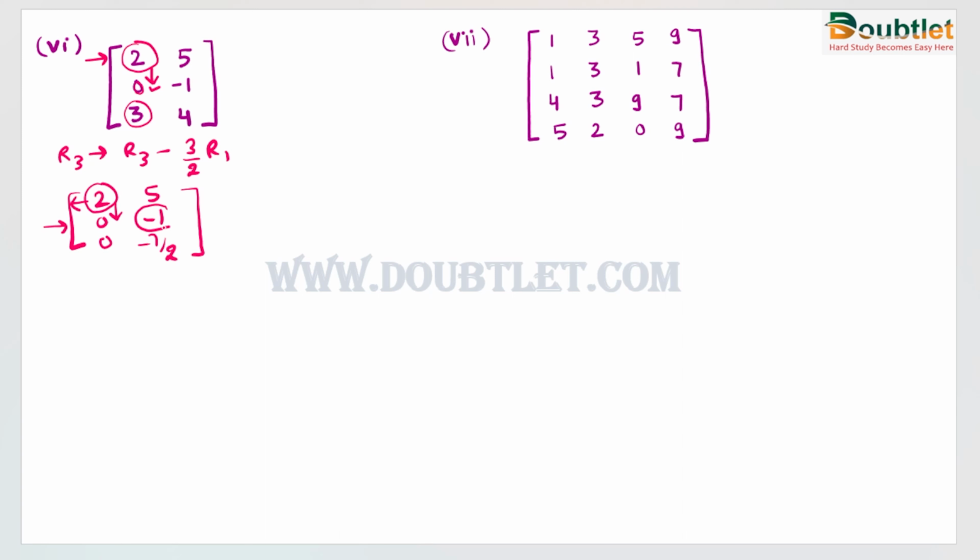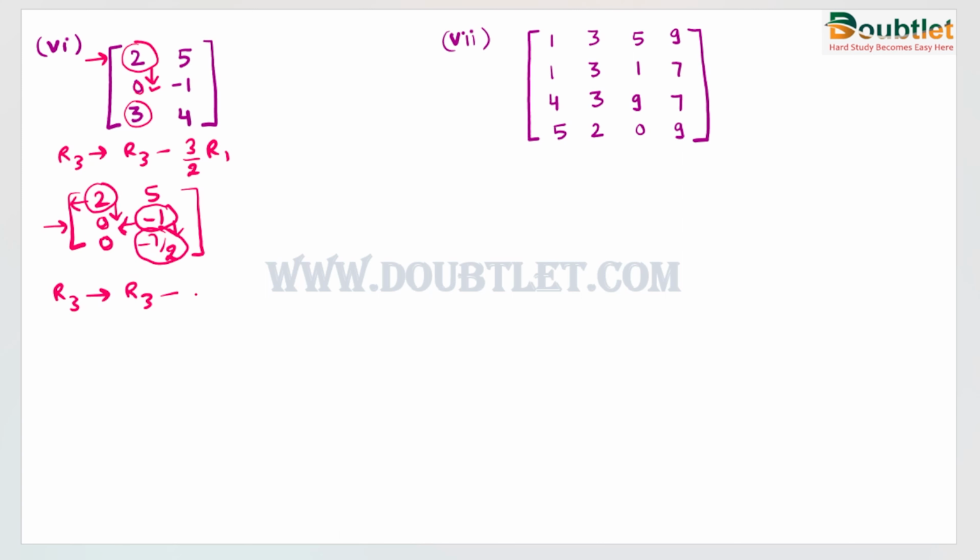Second row, this is the leading element. So below this, all the elements should be 0, and to the left of this, all the elements should be 0. So to the left, all the elements are 0 because this 0 is present. So we need to make this element 0. So we will apply the operation again in row 3. But we have to keep in mind that while applying the operation in row 3, this element should not become non-zero. So we will apply the operation with R2 only.